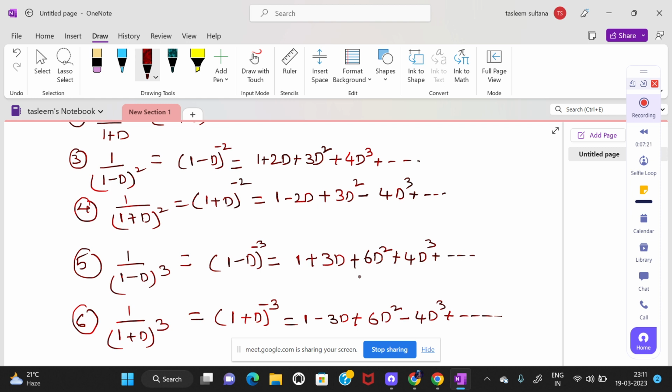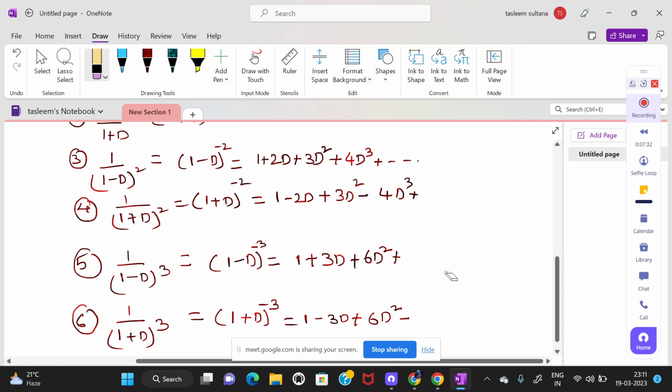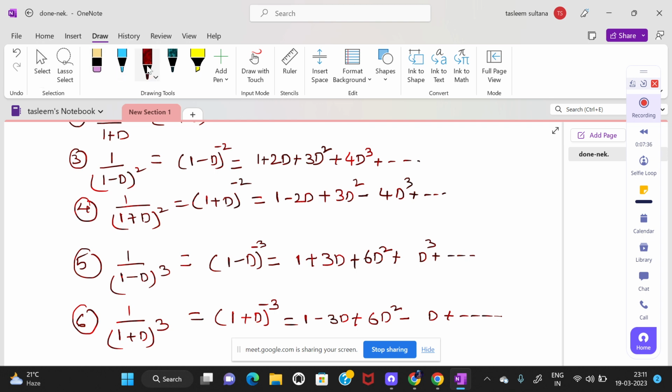One second. For 1 minus D whole cube, it will not be 4, it is going to be 10. Sorry, this also has to be 10, and here also 10D cube.